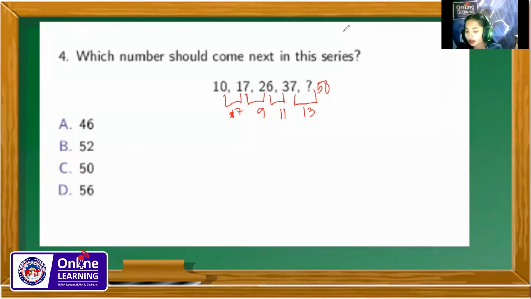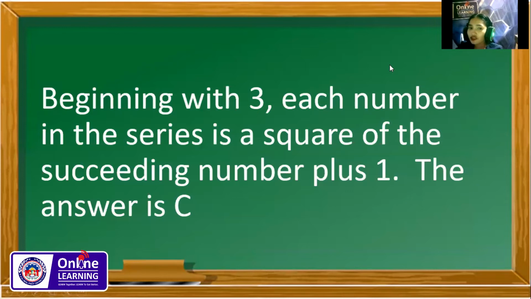Well, according to the explanation, beginning with 3, each number in the series is the square of the succeeding number plus 1. The answer is letter C.